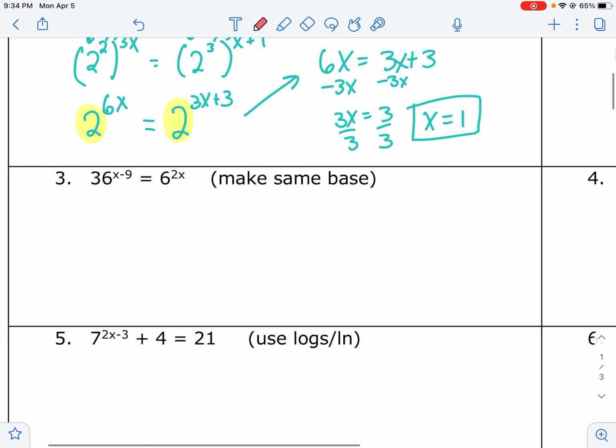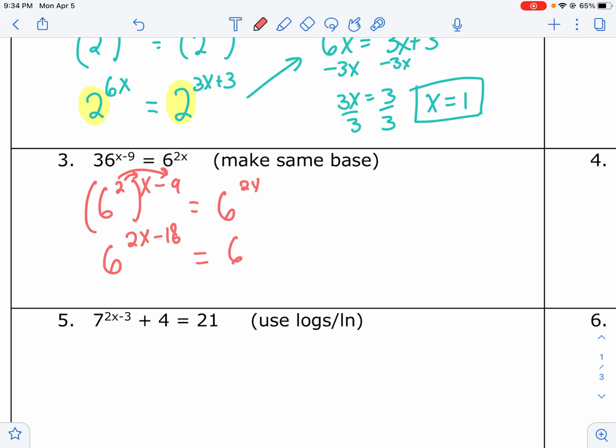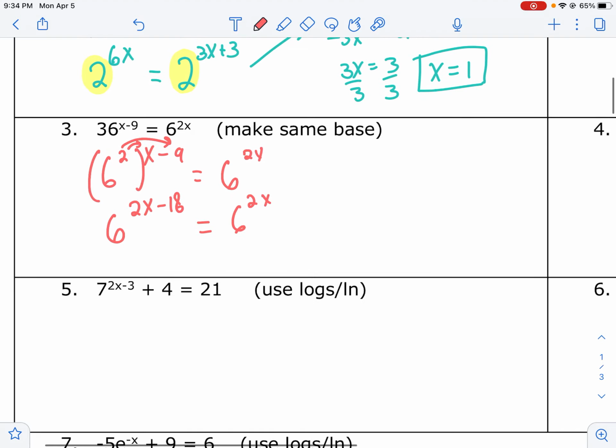Number 3, we have 36 to the x minus 9 is equal to 6 to the 2x. In the case on the left here, we can make a 6 from 36. That's really just 6 squared raised to the x minus 9 is equal to 6 to the 2x. We're going to distribute this 2 here to get 6 to the 2x minus 18 is equal to 6 to the 2x. Now we have just 6's as the base, so we can get rid of the bases and say 2x minus 18 is equal to 2x.